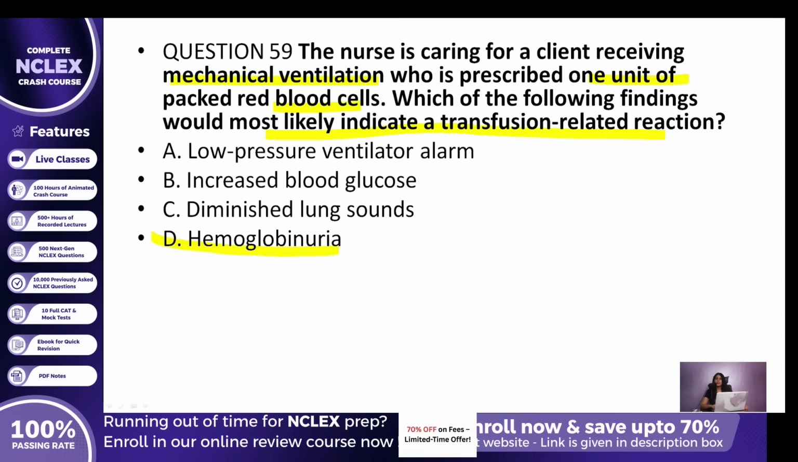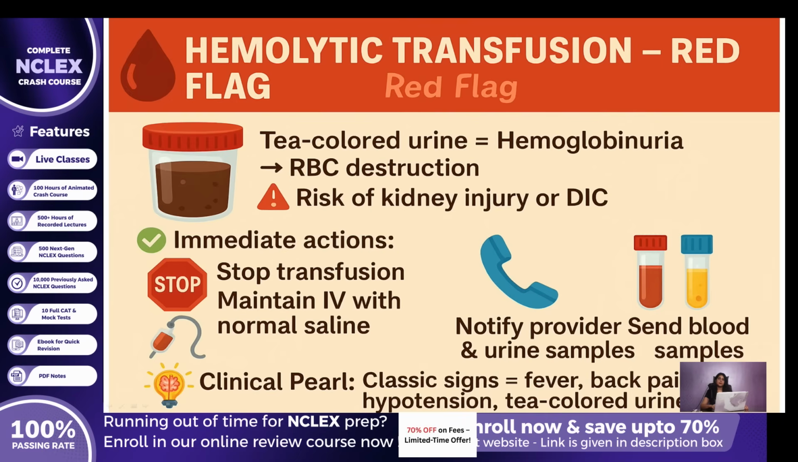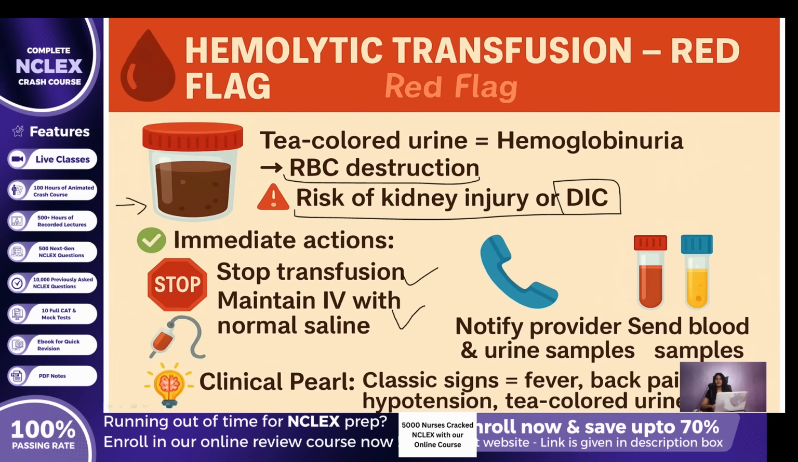Hemoglobinuria. Reddish or tea-colored urine signals hemoglobinuria, a key sign of a hemolytic transfusion reaction. This occurs when red blood cells are destroyed, releasing hemoglobin that is excreted in the urine. It can lead to kidney damage or clotting issues. The nurse must stop the transfusion, maintain intravenous access with saline, alert the provider, and collect blood and urine samples.